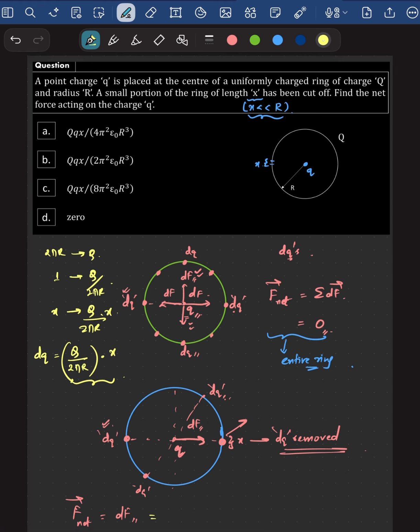So now what will this DF be equal to? Now it's just a matter of applying Coulomb's law. So this will be equal to k into small q into DQ, but instead of DQ, I'll write Q by 2 pi r into x, divided by r squared. So the expression turns out to be kqQx over 2 pi r cubed. Now I'll write k in terms of epsilon naught as well, 1 by 4 pi epsilon naught. So this becomes equal to qQx divided by 8 pi squared epsilon naught r cubed. You had 2 pi's over here, right? So that will be your option number 3. So hopefully this question makes sense. I'll see you guys in the next video.